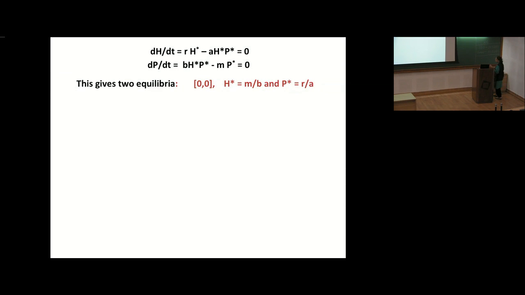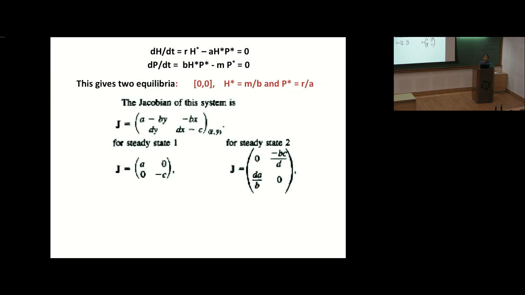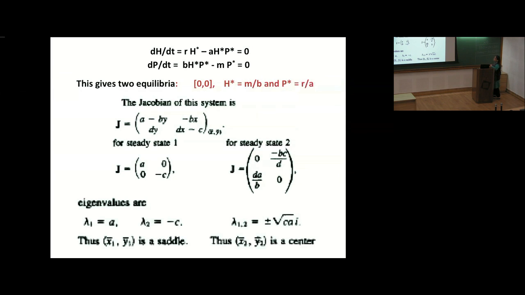Okay, so you can do that and you will find that you take the Jacobian. I'm just assuming that you all know what Jacobians are. And then you find the Jacobian, you find things like this. For steady state 1, you don't need that. But for steady state 2, you find, I don't know if you can see that, because I just simply copied it, there are two eigenvalues.